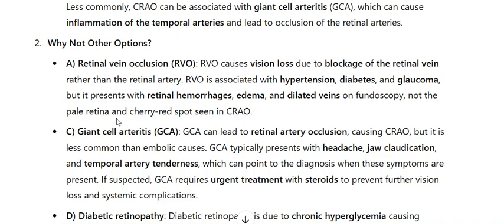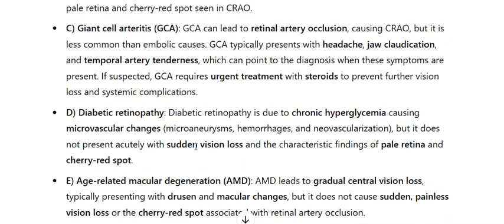C. Giant cell arteritis, GCA. GCA can lead to retinal artery occlusion, causing CRAO, but it is less common than embolic causes. GCA typically presents with headache, jaw claudication, and temporal artery tenderness, which can point to the diagnosis when these symptoms are present. If suspected, GCA requires urgent treatment with steroids to prevent further vision loss and systemic complications.